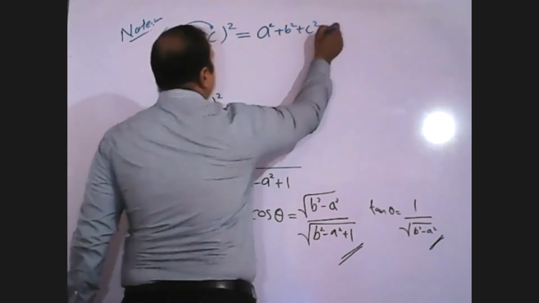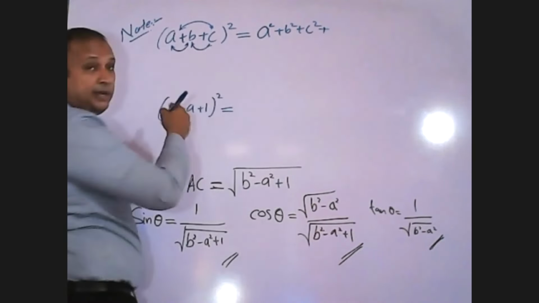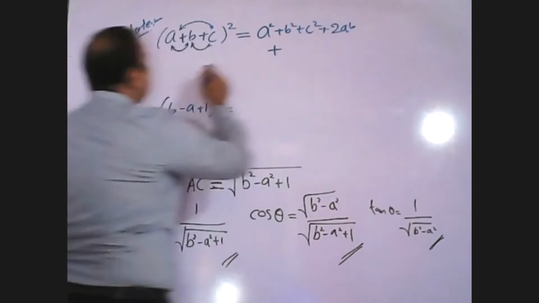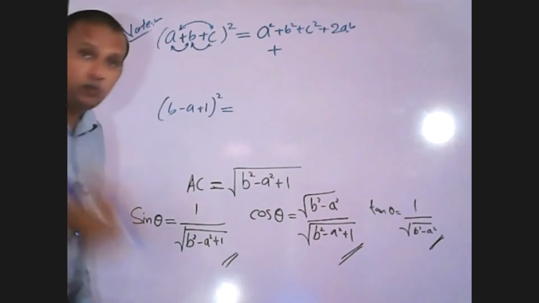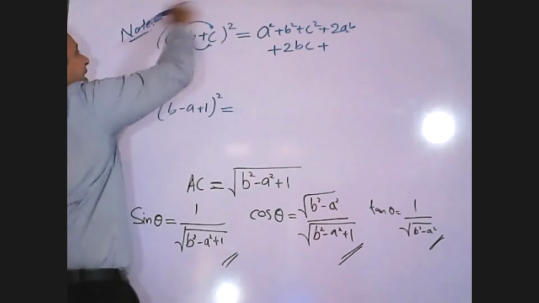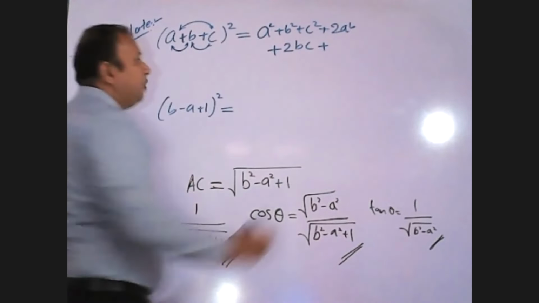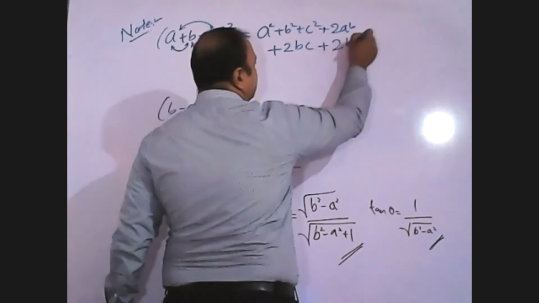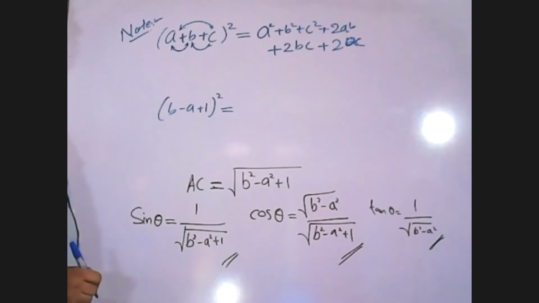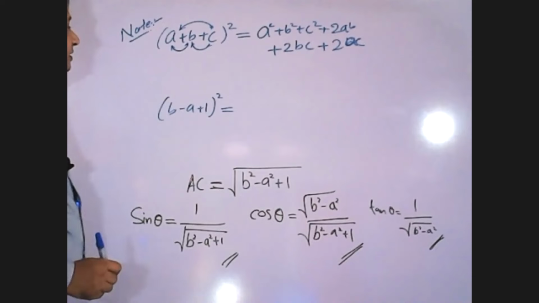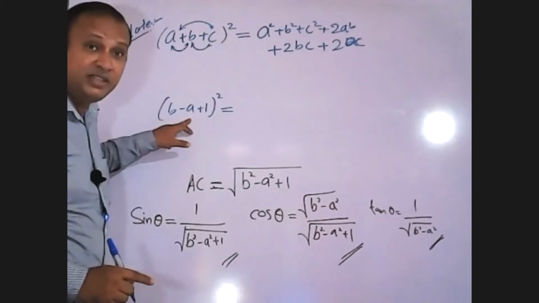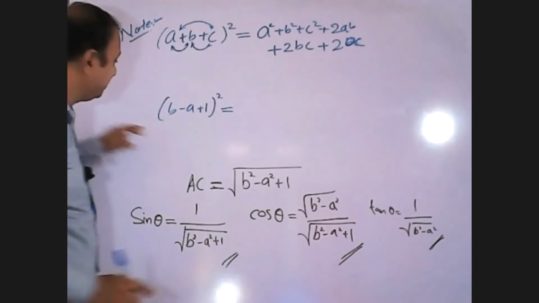So first, take the ab multiplication and get twice of that, 2ab. Then get the bc multiplication and take twice of that, 2bc. And take the ac multiplication and get twice of that, 2ac. We have 1, 2, 3, 4, 5, 6 terms, no? Likewise, you can take the square of this one.